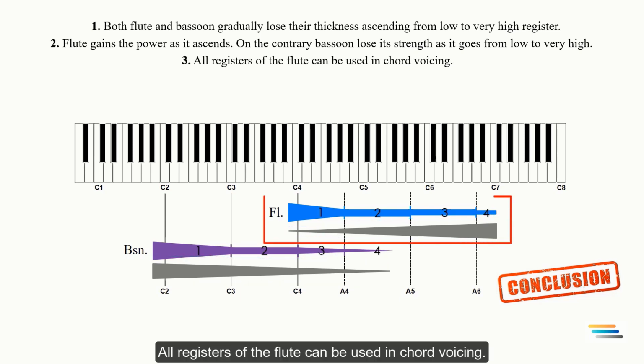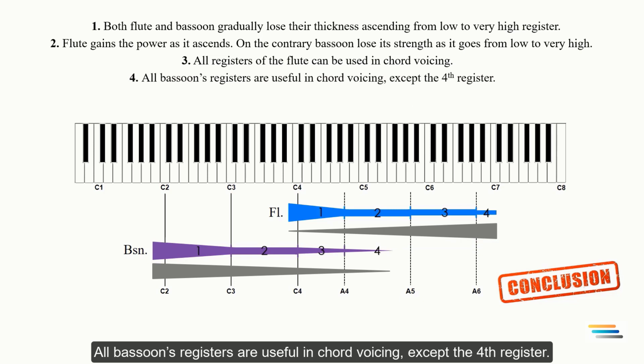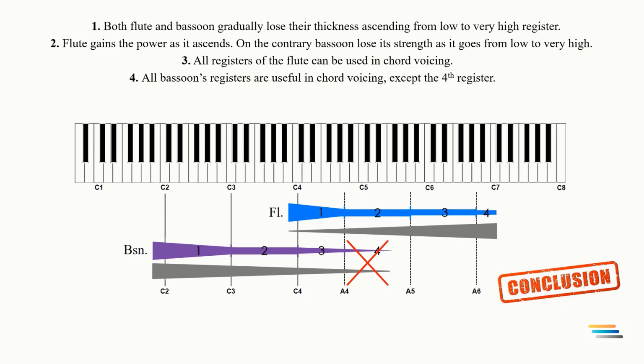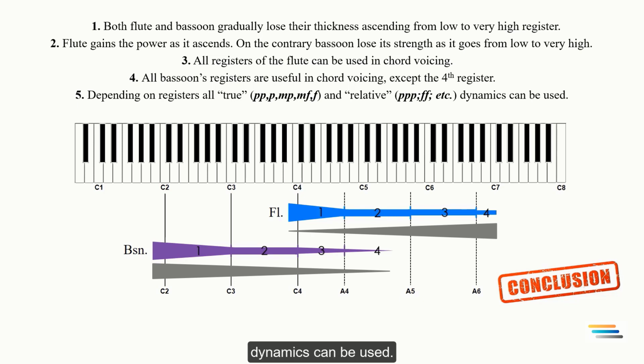All registers of the flute can be used in chord voicing. All of the bassoon's registers are usable in chord voicing except the fourth register. Depending on registers, all true pianissimo, piano, mezzo forte, forte, and the relative pianissimo and fortissimo dynamics can be used.